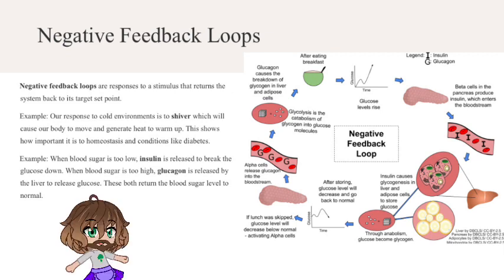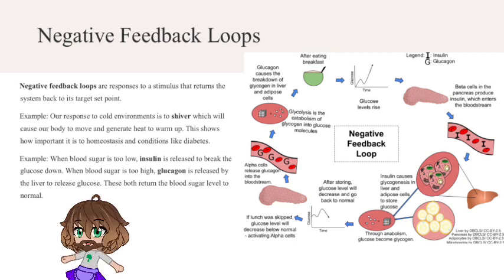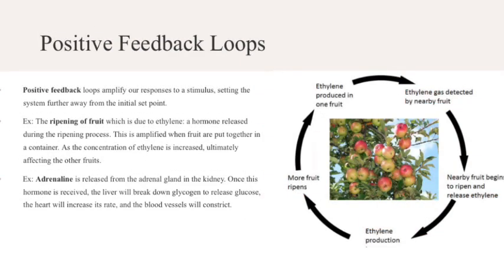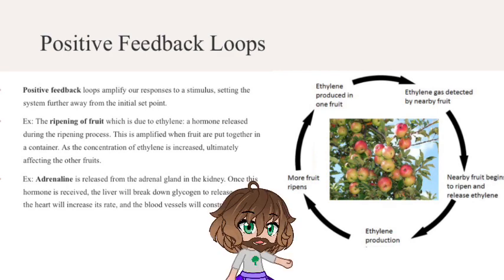When blood sugar is too low, insulin is released to break the glucose down. When blood sugar is too high, glucagon is released by the liver to release glucose. These both return the blood sugar level to normal. Positive feedback loops amplify our responses to a stimulus, setting the system further away from the initial set point. An example will include the ripening of fruit, which is due to ethylene, a hormone released during the ripening process.